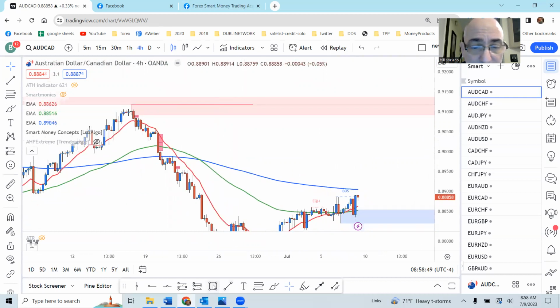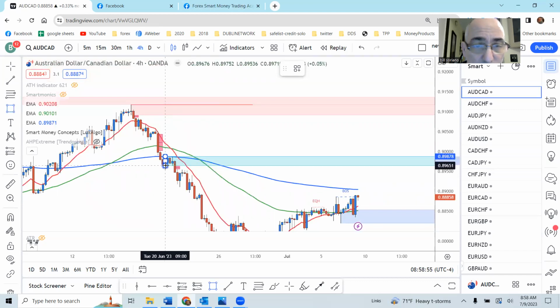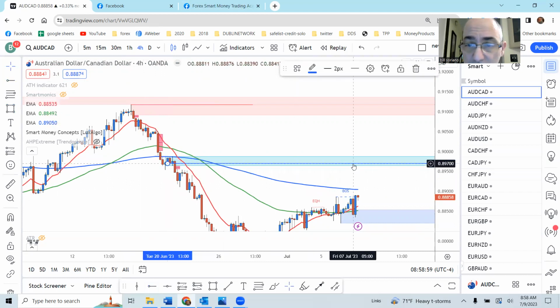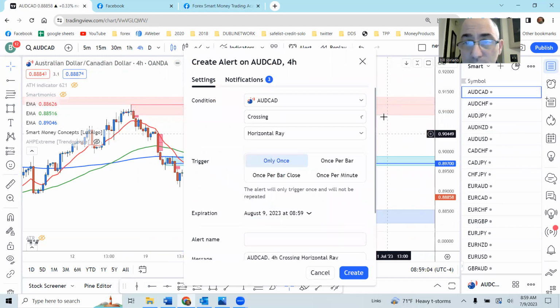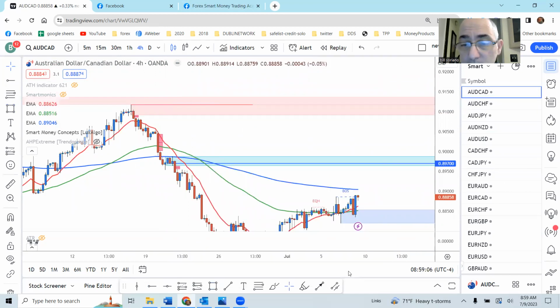Then I'm going to pick an area a little bit closer. So I'm going to go with this last up candle right here before this down move. And I'm going to put my point of interest line right there and set my alert. Okay. And then we're going to move on. So we're going to try to go through these pairs, you know, pretty quickly here.